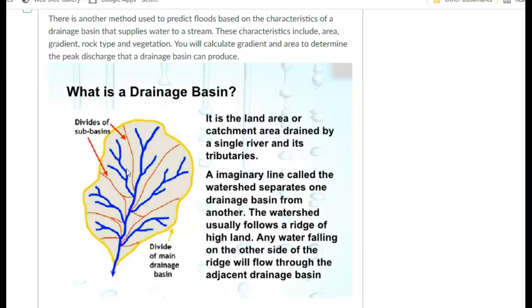If there's a lot of vegetation, that's going to impact how much water gets into the system. A lot of vegetation is going to absorb some of the water, so less gets into my stream, right? We can do that by looking at some of the properties.